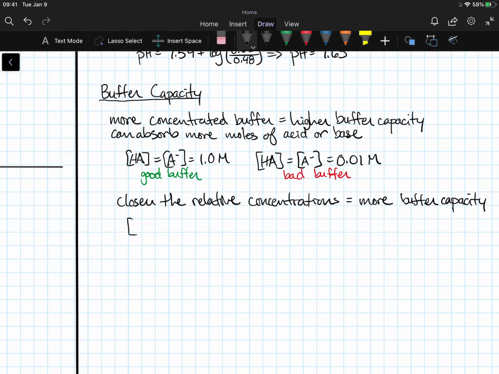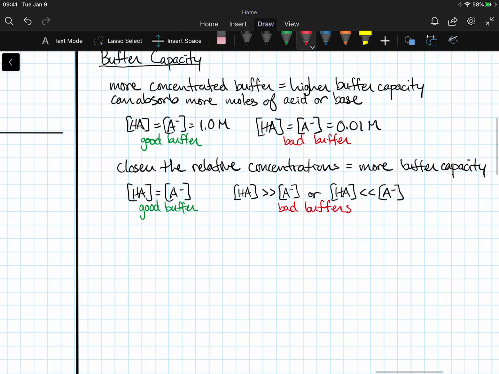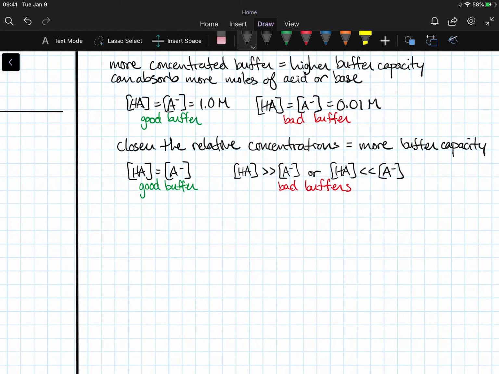So again, for example, if HA is equal to A minus, that's a good buffer, as long as the concentrations are high. And for example, if the concentration of HA is much greater than the concentration of the conjugate base, or if the concentration of HA is much less than the concentration of the conjugate base, those are bad buffers. So that kind of leads into this last discussion about buffer range.